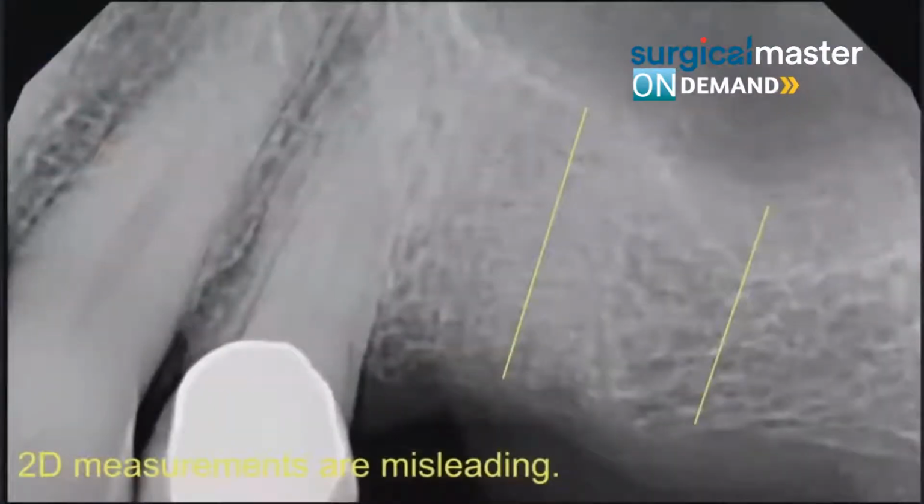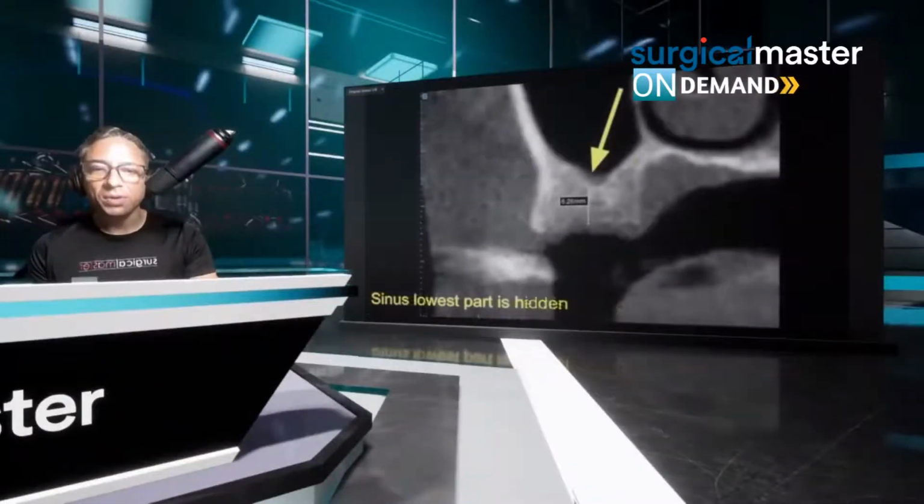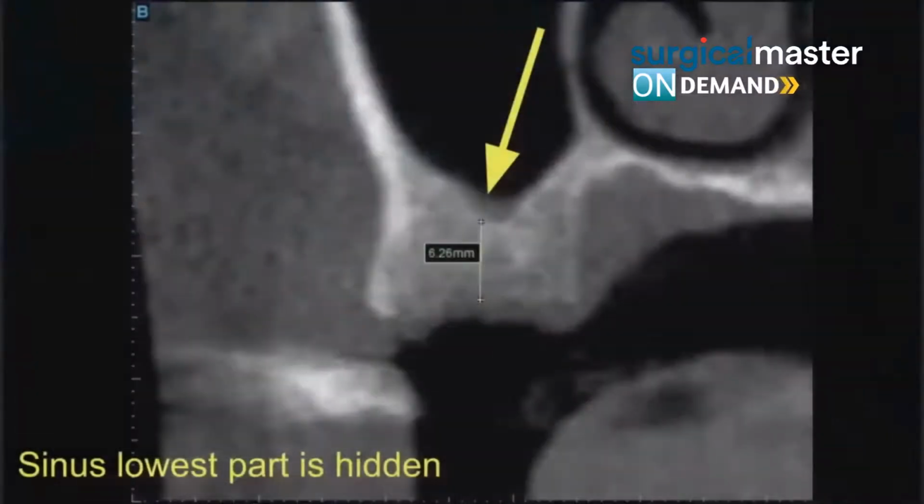Now, where we get confused very often is in two-dimensional measurements, or even on a panorex, which is a two-dimensional radiograph. It's not accurate, it's misleading. You need to look at the three-dimensional, you need to look at the cross-section, and I'm going to share with you the exact anatomy and share with you what you're looking at in a very simple way. Actually, I'm going to simplify it for you.